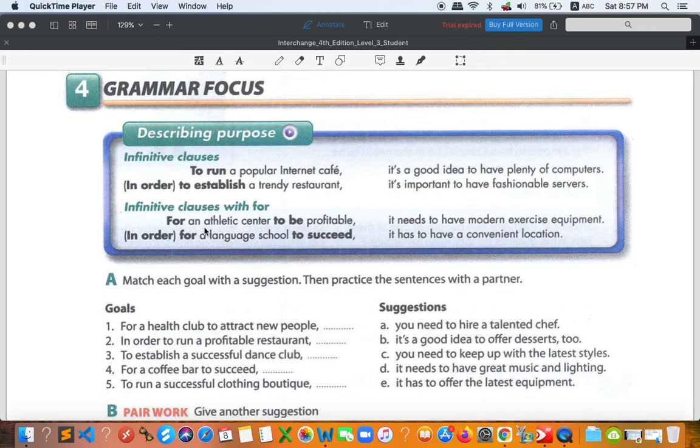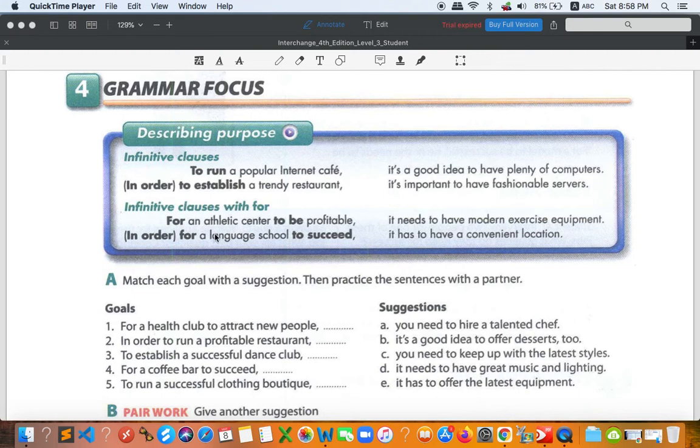It's like the last two examples right here. For an athletic center to be profitable, we don't care about to be profitable right here, but we do care about what is after for. The phrase after for is an athletic center. Or you can say in order for an athletic center to be profitable. So you can say in order to or in order for. In order to plus verb, in order for plus noun or phrase. Nothing else, everybody, it's just these two. And if you have questions, don't worry. Leave the question in our group chat, and I will answer your questions.